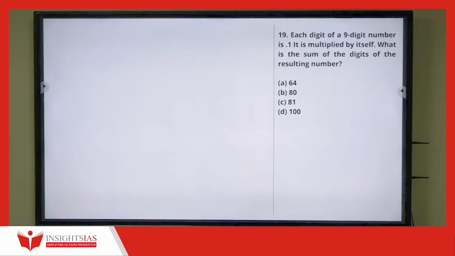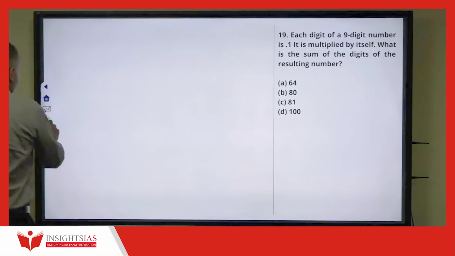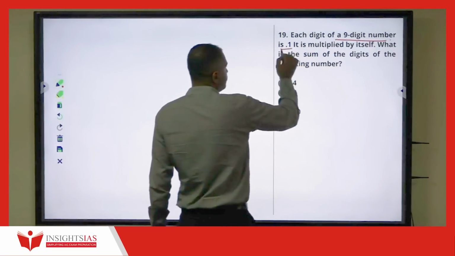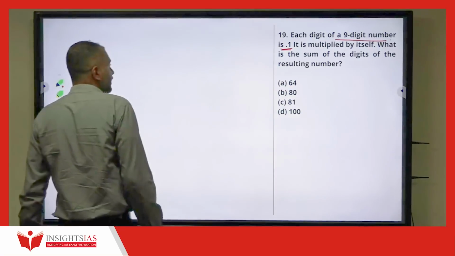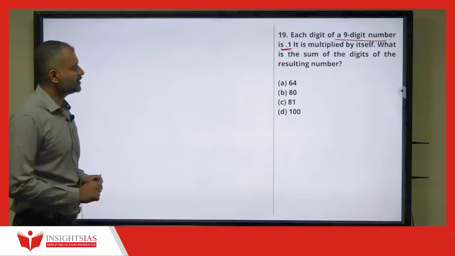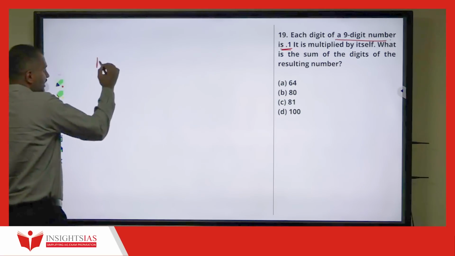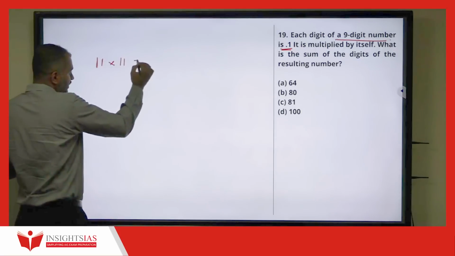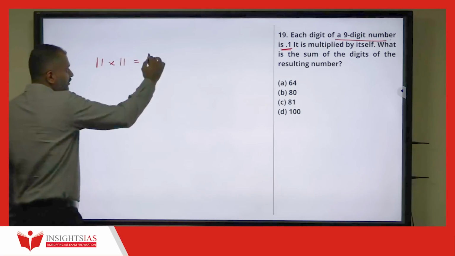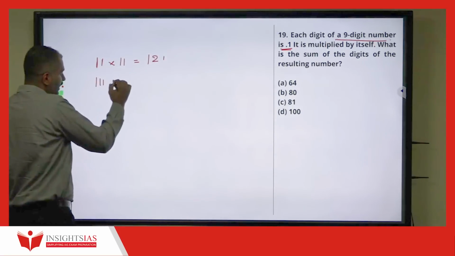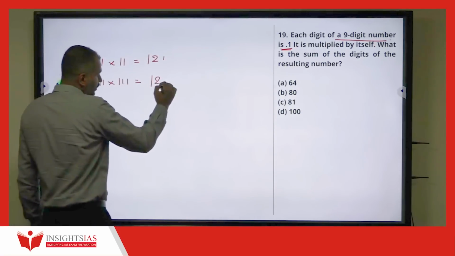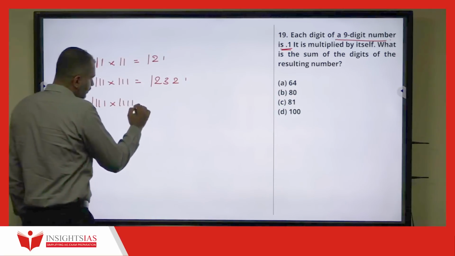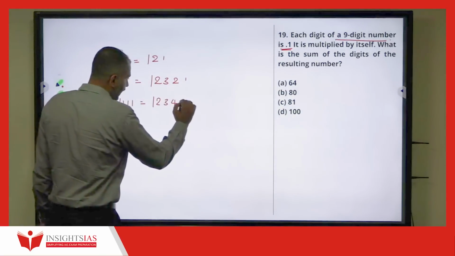Next one. Each digit of a 9-digit number is 1. It is multiplied by itself. Then what is the sum of the digits of the resulting number? Now look here. Let's say a 2-digit number, both digits 1. If you multiply it with itself, it is 1, 2, 1. Similarly, 111 into 111 will be 1, 2, 3, 2, 1. And 1, 2, 3, 4, 3, 2, 1.